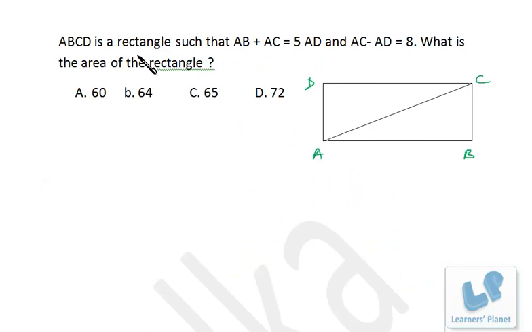Now we have this problem. ABCD is a rectangle such that AB plus AC is 5 AD. I assume this to be X, Y and suppose Z. So AB plus AC is 5 AD and AC minus AD is 8. What is the area of rectangle? Now friends, area of rectangle will be X into Y according to us, right? Now we are given the two relationships among X, Y and Z, right?